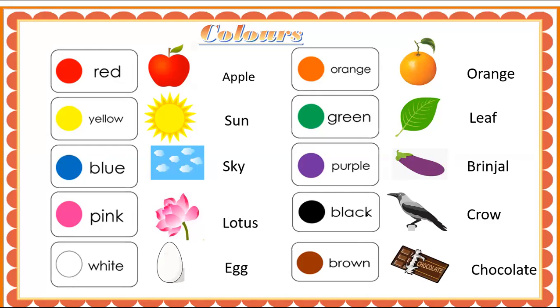B-L-A-C-K, black. How is the crow? Crow is always in black color. Yes. B-R-O-W-N, brown. What is the color of the chocolate, children? Brown color. So, we have once again recollected the colors. Yes. Now, with these colors, we are going to do another activity.